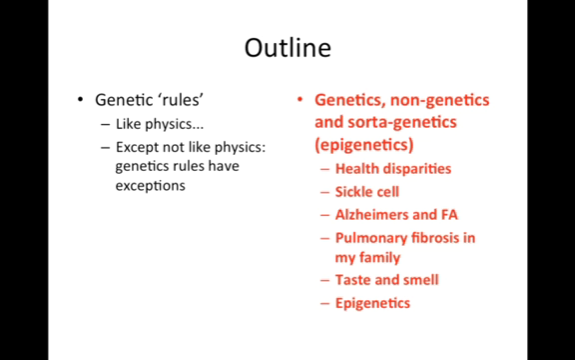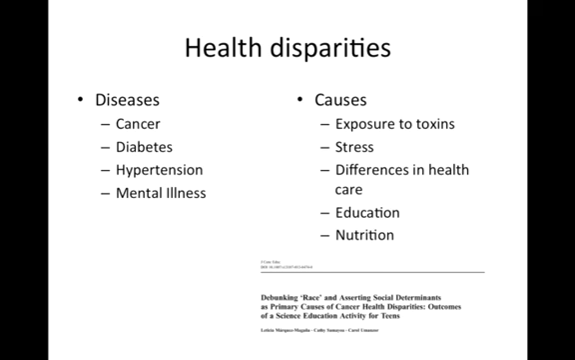The other thing I'd like to cover here is genetics versus non-genetics and sortogenetics. So health disparities are something that we all know are very important, with various of our communities experiencing much higher rates of a wide variety of diseases, cancer, diabetes, hypertension, and mental illness just being a few of them. And we know that the causes for these differences can be quite diverse as well. Exposure to toxins, general stress, difference in access to healthcare, education, nutrition, and so forth.